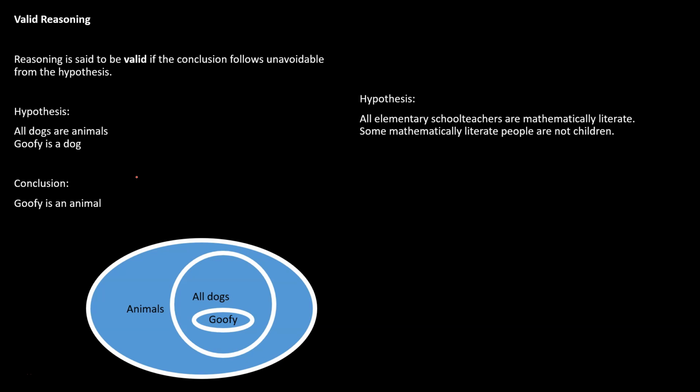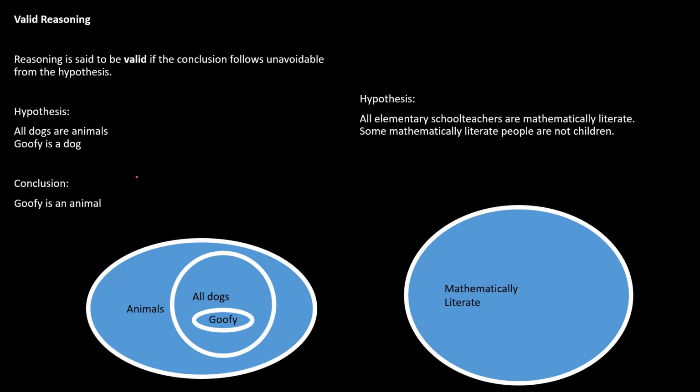Okay, let's break this down into some circles. We'll start with a circle that represents anybody that's mathematically literate. This could be the school teachers. This could be the kids learning from the school teachers.